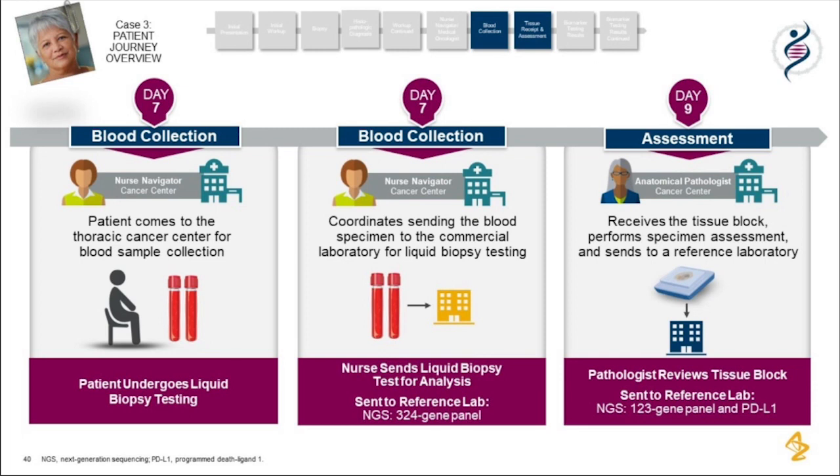The nurse navigator coordinates sending the blood specimen to the commercial laboratory for liquid biopsy testing. And then on day 9, the pathologist receives the tissue block, performs specimen assessment, and then sends the tissue to the reference laboratory. Both the plasma as well as the tissue were sent for next-gen sequencing, a 324 gene panel for plasma, and a 123 gene panel with PD-L1 for tissue.